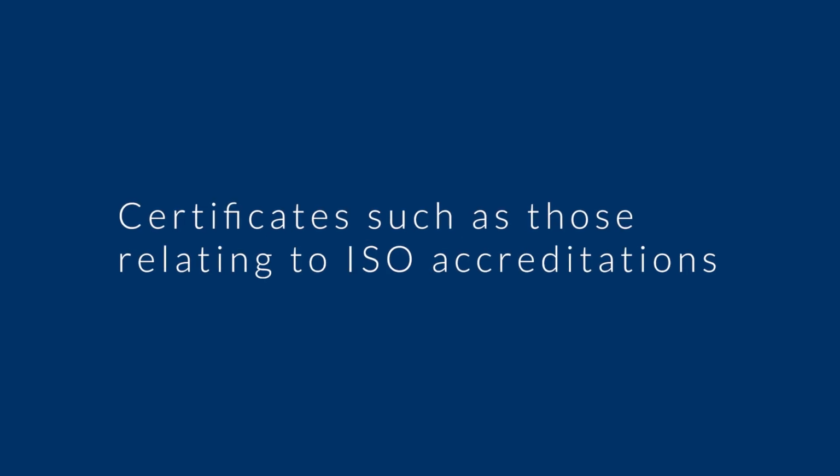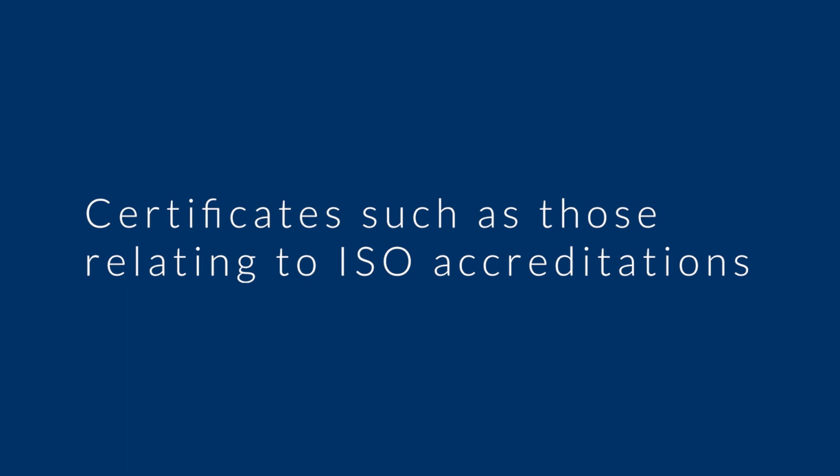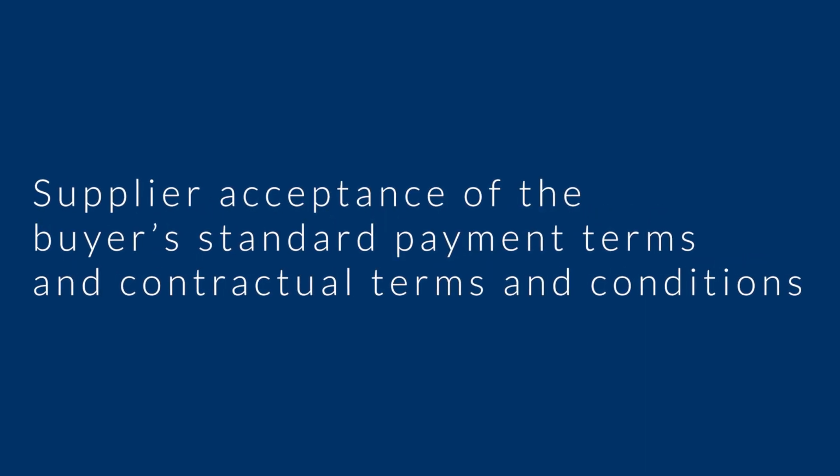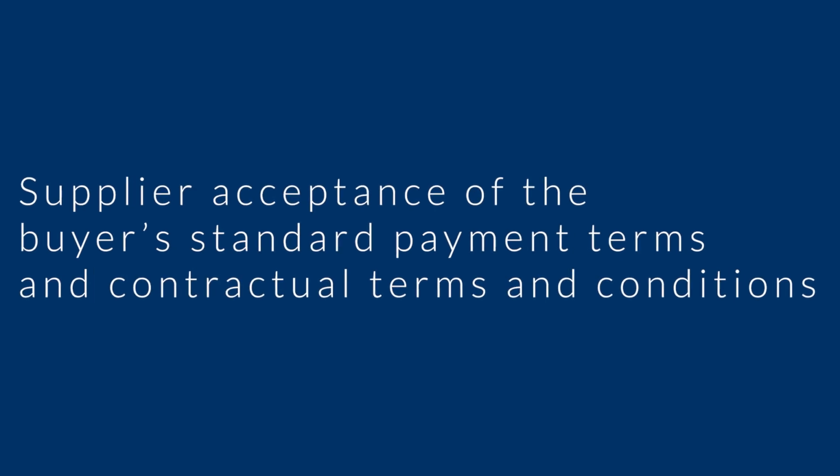The information you'll be looking at will include things like the companies or persons the supplier has worked with before, and the financial information of the supplier. Again, that is important. Why? Because you see, you don't want to award a contract to a company that is going to go bankrupt in like 2 weeks or whatever it is, because that is just going to set you back. You could also look at number 3, insurance level, okay? Certificates such as those relating to ISO accreditation, and supplier acceptance of the buyer's standard terms and contractual terms and conditions.